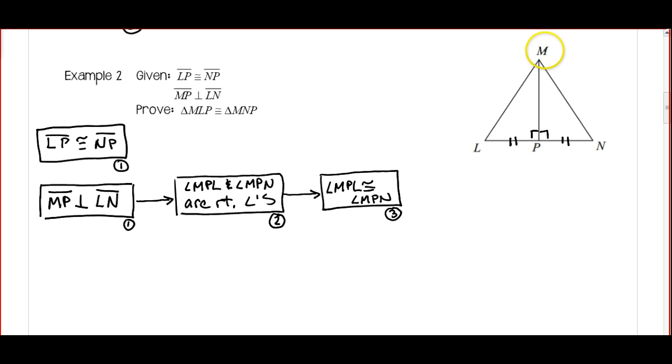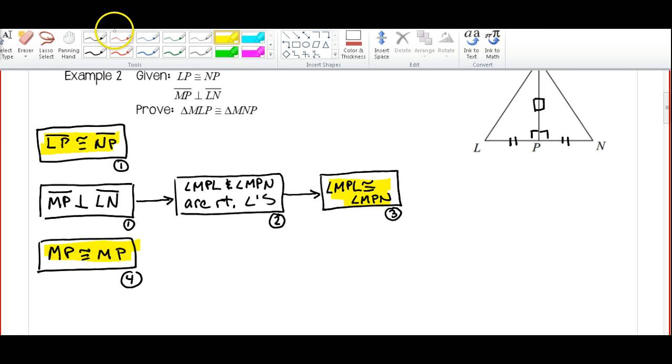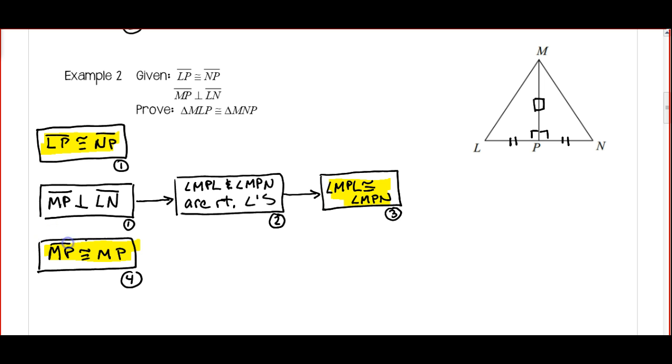And we also can see that I have MP is congruent to itself. So I've got MP congruent to MP. So that's going to be a 4th reason. And then I have a pair of, I'm just going to highlight these. I have a pair of sides here. I have a pair of angles here. And I have another pair of sides here. Don't forget your segment symbols here.